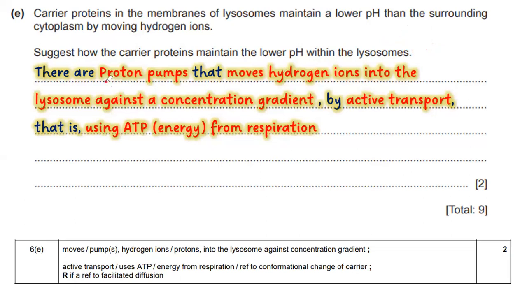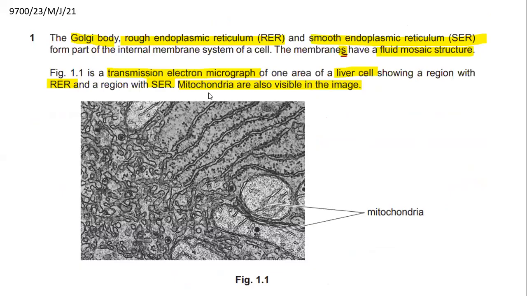So actually, they are proton pumps that move hydrogen ions into the lysosome against a concentration gradient, that is by active transport, using ATP from respiration. Well, you get your 2 marks using only say move hydrogen ions inside and refer to active transport, but I extrapolated a bit more, and that's fine. I need to give you the best answers.